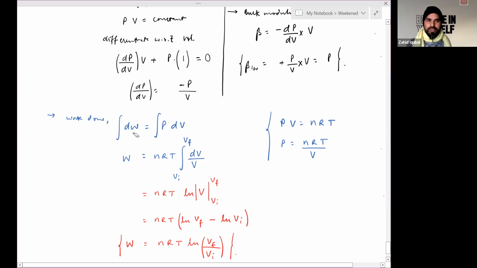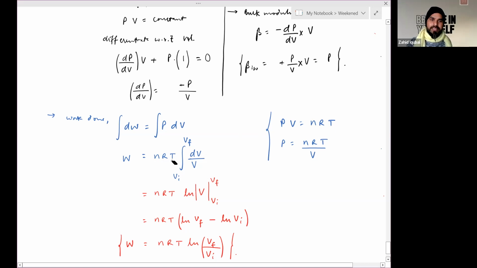According to the relation, work done equals P times dV. Since in this part neither of these two terms is constant, both are variable depending upon one another, so I have to replace one of them in terms of the other. I've used the ideal gas equation, PV equals nRT. So from this, P will be equal to nRT divided by V, and I have replaced P with this.